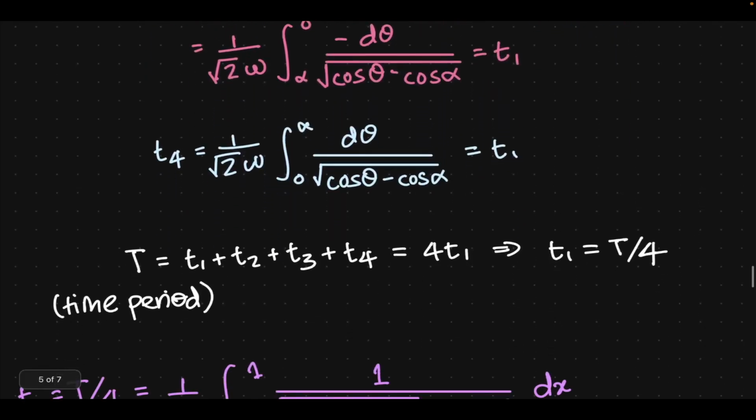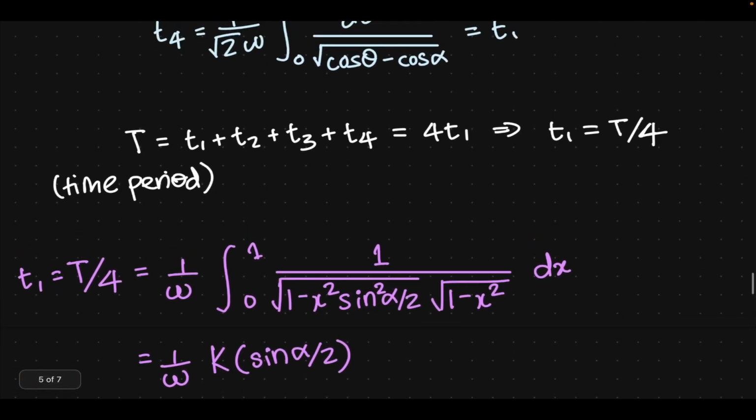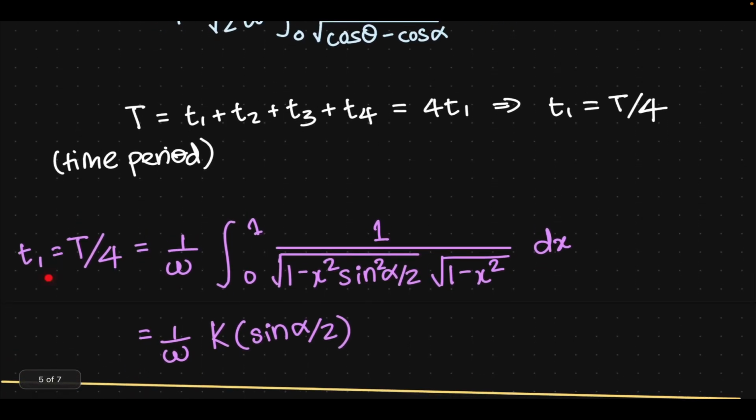So all we have is the complete time period, which is t1 plus t2 plus t3 plus t4, which is 4 times t1. So t1 is just 1/4 of the entire time period T. Okay, so t1 is T by 4. And then we have the integral: 1 over omega, integral from 0 to 1, of 1 over square root of 1 minus x squared sine squared alpha by 2, times square root of 1 minus x squared, dx.